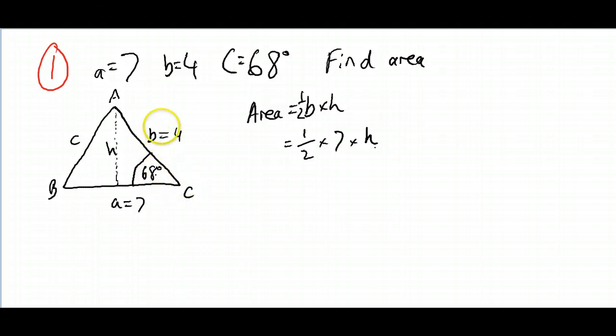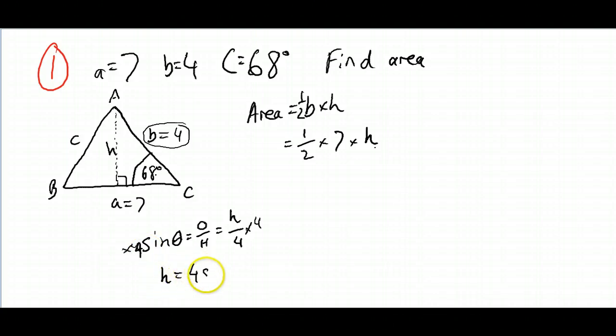So if we've got this angle here, and we know this side of the triangle over here, we've created this right angle triangle, and we know the hypotenuse length, then we can use sine theta equals opposite over hypotenuse, and opposite is h, and the side length is b, which is 4. So sine theta equals h over 4. And we want to find out what h is, so that's going to be times 4 on both sides to get h on its own. So h equals 4 sine theta, and theta is 68 degrees.